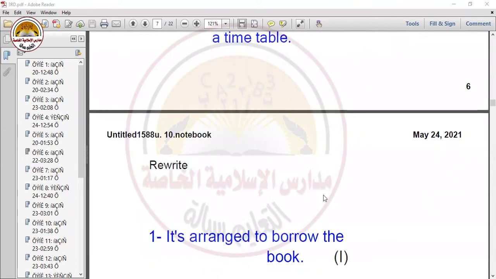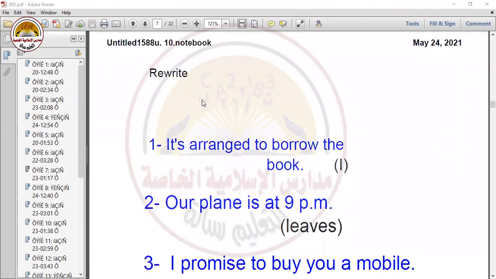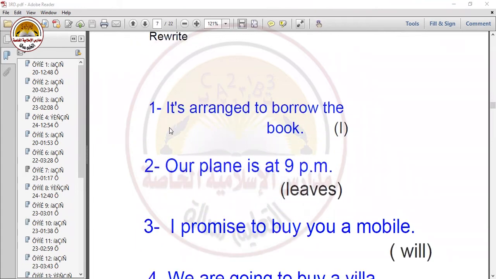Okay, Ahmed, can you answer this exercise? Rewrite. Number one, it's arranged to borrow the book. Can you use I? If we have an arrangement, we use which form? Present continuous. Yes, very good, Ahmed. So I am, add ING. Yes, very good. I'm borrowing the book. Okay, very good.